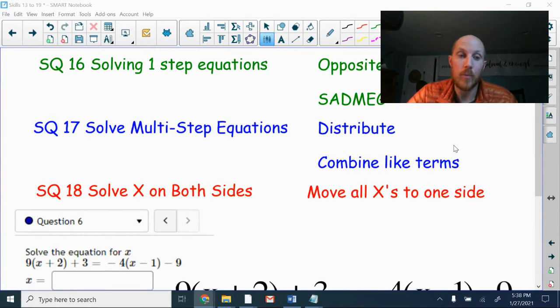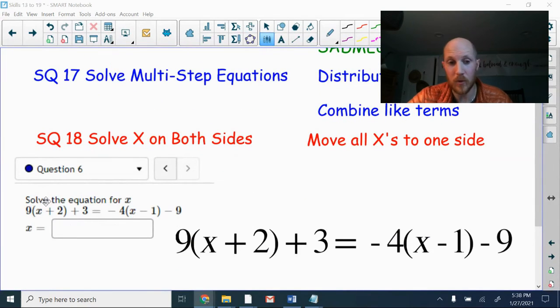Okay, last problem. So I've pulled all 3 of these skills here for our notes. But technically, the problem has x on both sides of the equal sign, so it would fall into the skill 18 group. But we need all of those notes. So we'll still be using opposite operations and following SADMEG to get our order. We will need to distribute in this problem. We'll have to combine like terms. And our goal here still is to move all of the x's to one side of the equal sign.